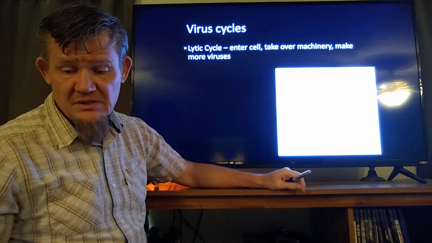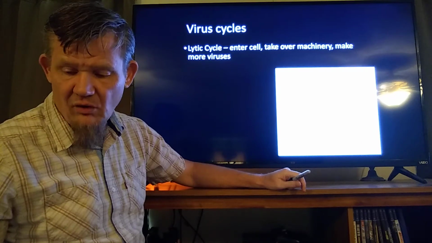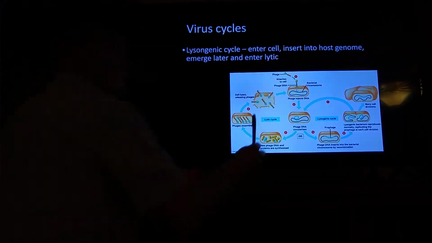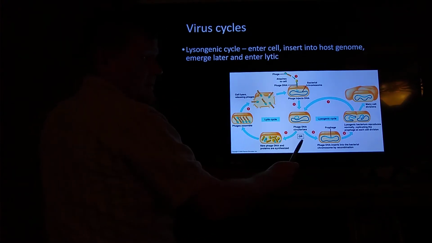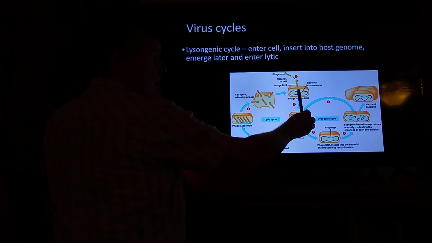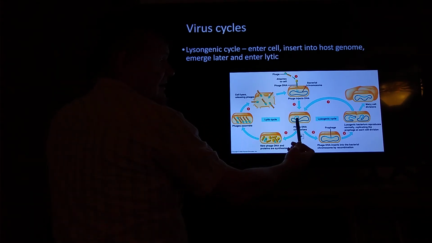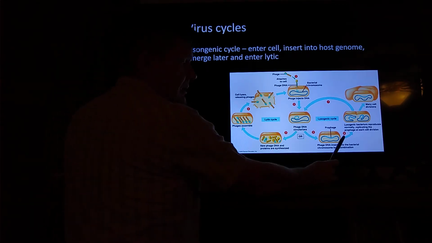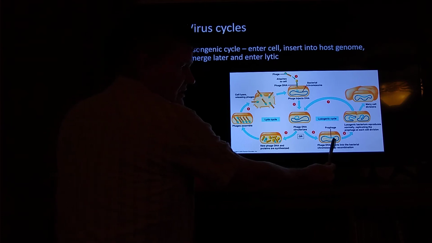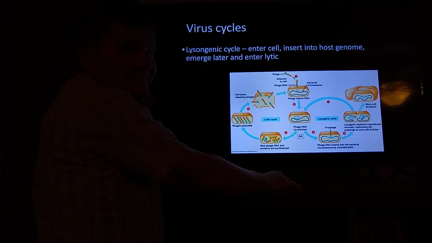Some viruses also use the lysogenic cycle. We start off the same way. The virus attaches to the host cell and it injects its DNA. That viral DNA will insert itself into the host DNA. Note that there's now a new little section of viral DNA. And then it won't do anything. And then it just sits there.